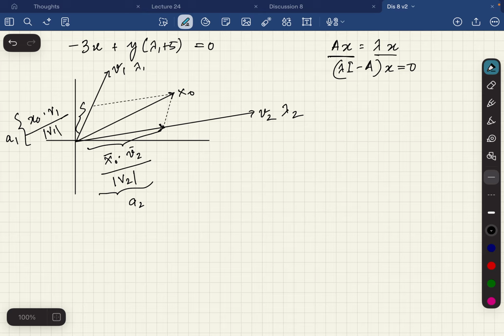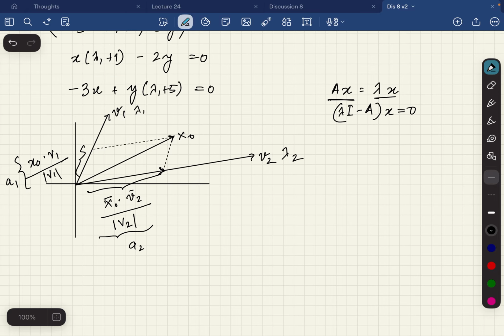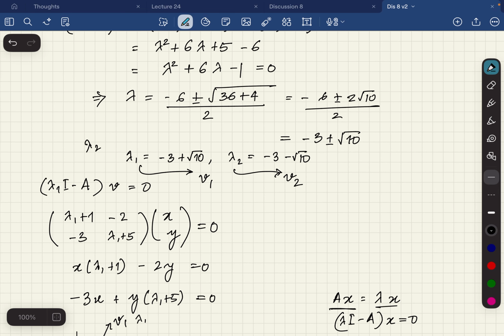That since a1 and a2 are along the eigen directions of A, if I continuously multiply, like if I find out A times a1, if I find out A square times a1, if I find out A cube times a1, it's going to be a1 times some constant value, and that constant value is the eigenvalue, right? So what's the eigenvalue associated here? Let's say lambda 1 is negative 3 plus root over 10, and root over 10 is going to be slightly larger than 3 but a very small value. So this is going to be positive. So it's a small value, let's say, I don't know, 0.1 or something.